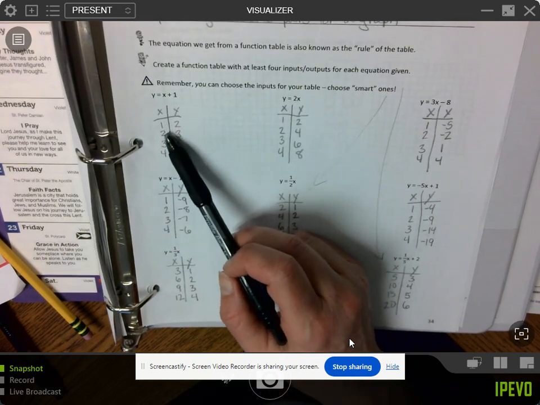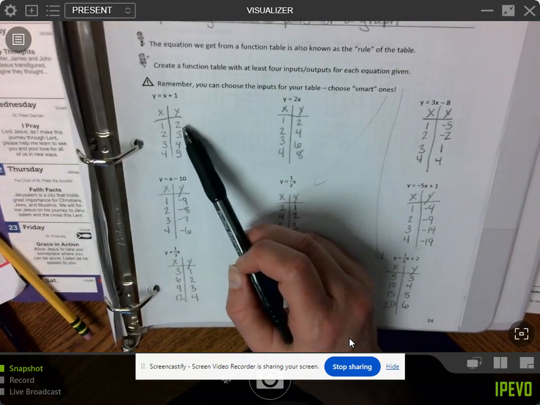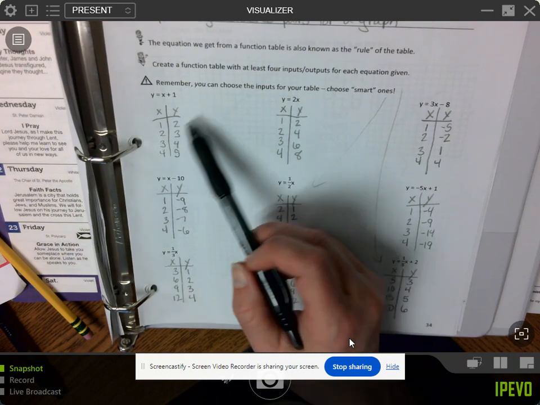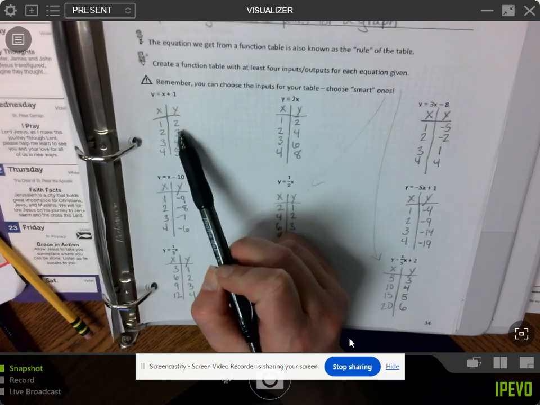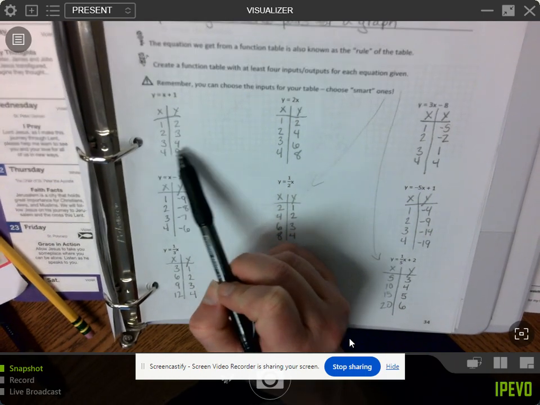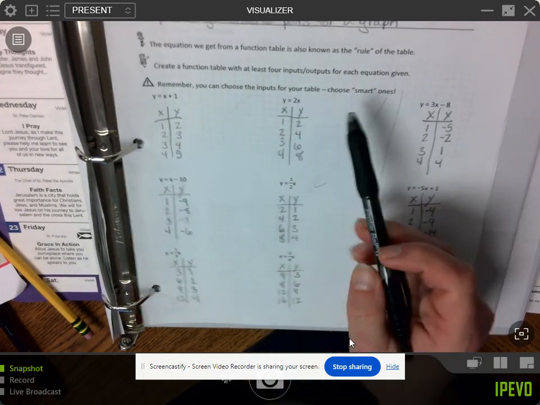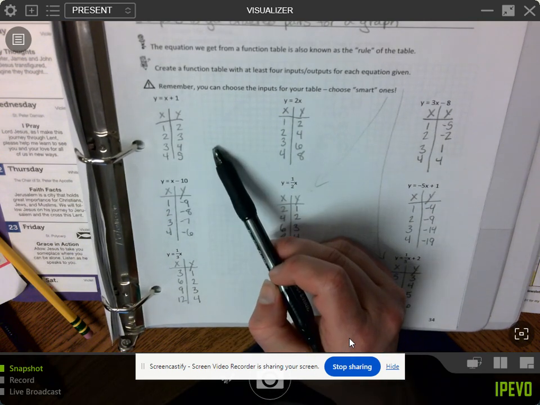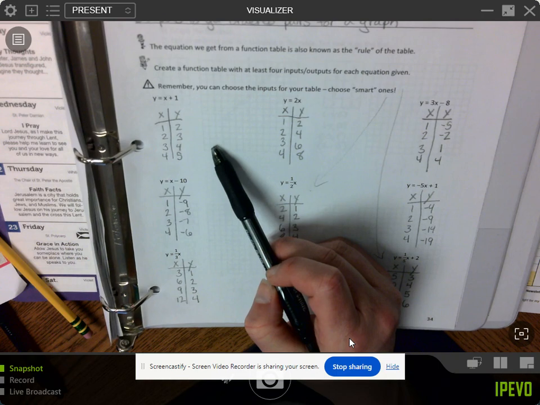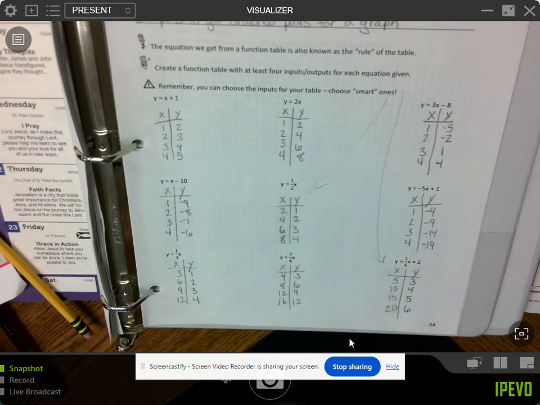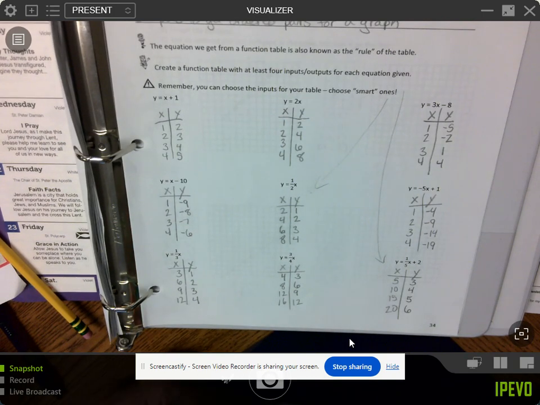If we put in 1, 2, 3, 4, we got out 2, 3, 4, and 5. So we can look at that as XY coordinates: 1, 2, 2, 3, 3, 4, and 4, 5. Were those the only numbers that we could put in? No. Remember I said you can put in whatever input you wanted, but you had to get an output that is correct. So these are my examples.